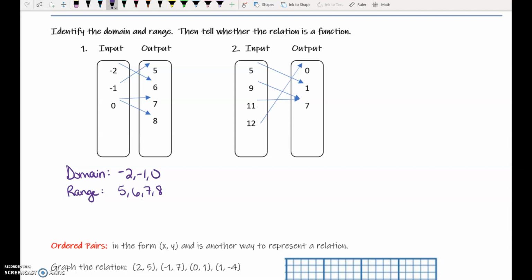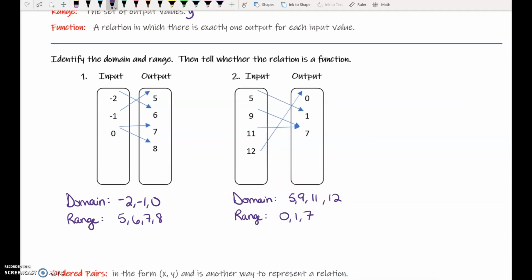On number 2, I would like you to write out the domain and the range. So on your own, write out the domain and the range for number 2. To determine if the relation is a function, we have to make sure there is exactly one output for each input. Each input can only be matched with one output. So here is a problem. The input 0 can only be matched with one output value. It is currently matched with 2 output values. So this one is not a function.